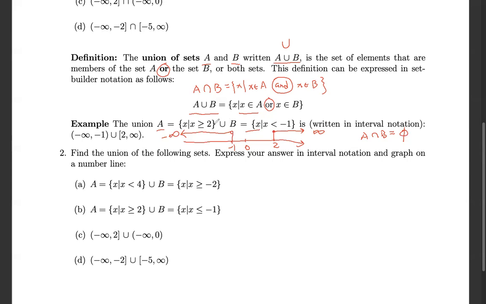But we are looking for the union. So the union is from negative infinity, we always write it from left to right. You write the small one first, the big one second. So negative infinity up to -1, not including -1, union from 2, including 2, up to positive infinity. So this is union, this is "or." Or means either in this one or in this one.